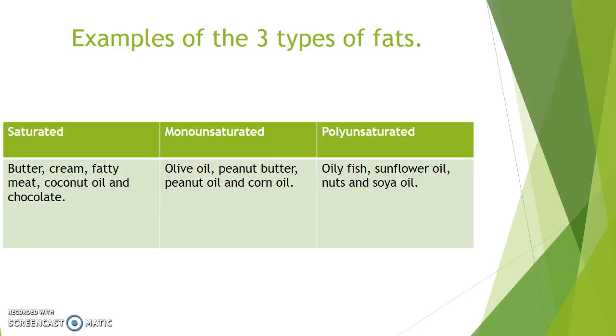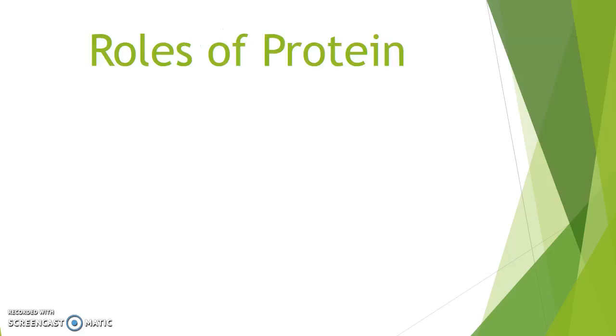Monounsaturated examples are olive oil, peanut butter, peanut oil and corn oil. And examples of polyunsaturated fats are oily fish, sunflower oil, nuts and soya oil.